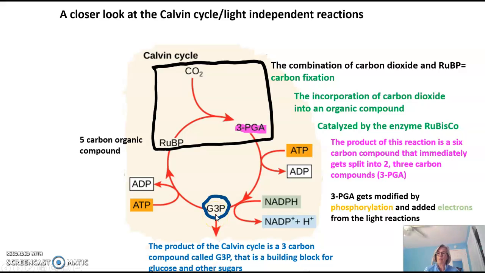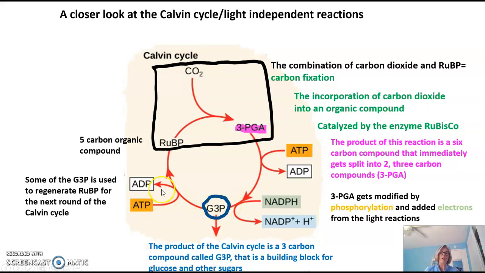G3P is the compound that is produced, and G3P is a building block for other sugars, such as glucose. Now, not all of the G3P produced by the Calvin cycle can be immediately taken away and used to build glucose. Some of that G3P is used to regenerate the 5-carbon compound RuBP to pick up the next carbon dioxide that's going to come into the stroma and run the next round of the Calvin cycle, or light-independent reactions.